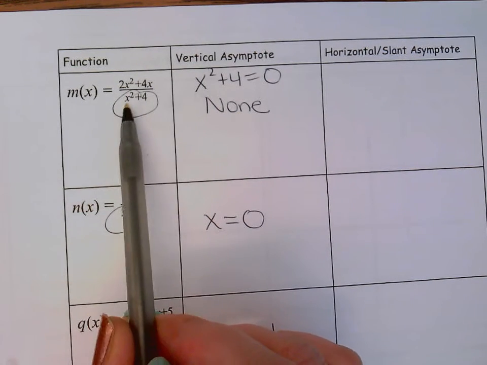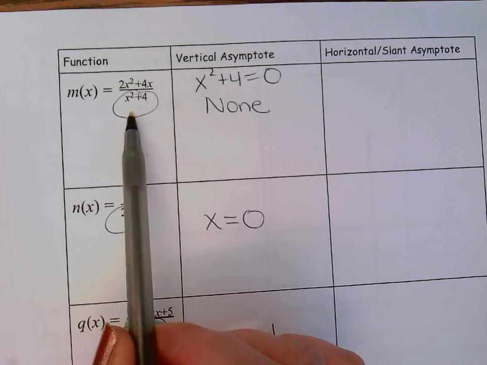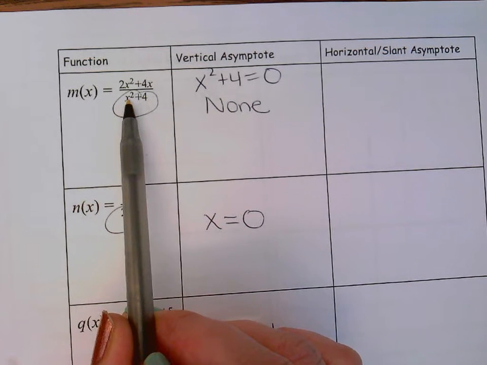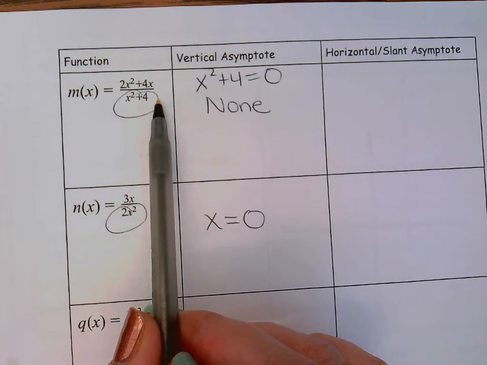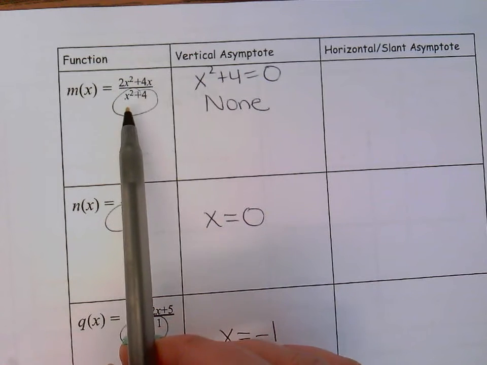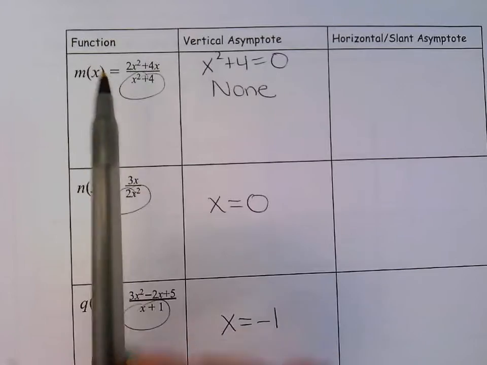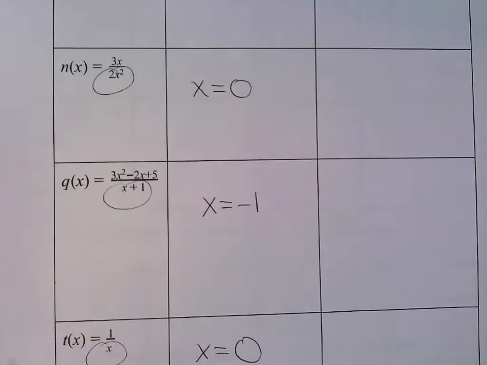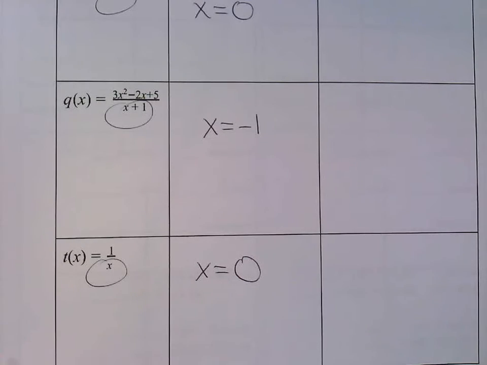Your denominator will never be 0. Because if you plug in -2, you're going to get 8 down there. 4 plus 4 is 8. So don't be tricked and think there has to be a vertical asymptote because there might not be. And then n was 0, q was at -1, and then t was also at 0. So hopefully your brain is starting to be like, okay, I just see it. I know where it's undefined in the denominator.